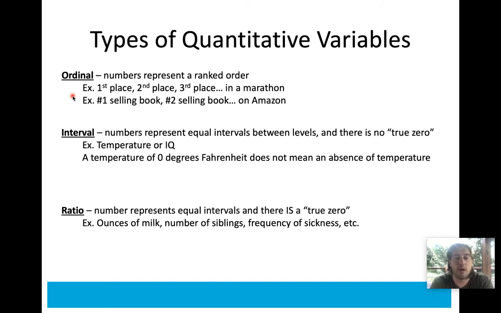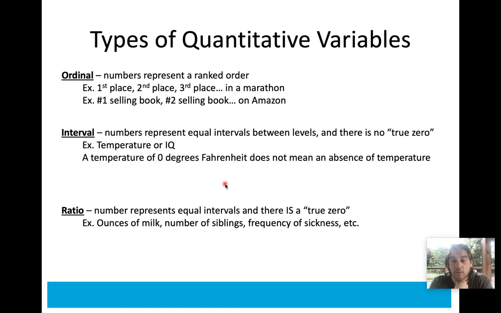Interval variables are numbers that represent equal intervals between levels, but there is no true 0 point. Now, this is, I think, the most difficult one of these to understand, so we're going to spend a minute on it. I'll say that again. Scores or numbers represent equal intervals between the scores. So when you go from 4 to 5, it's the same distance as 5 to 6 or 6 to 7. But there's no true 0.